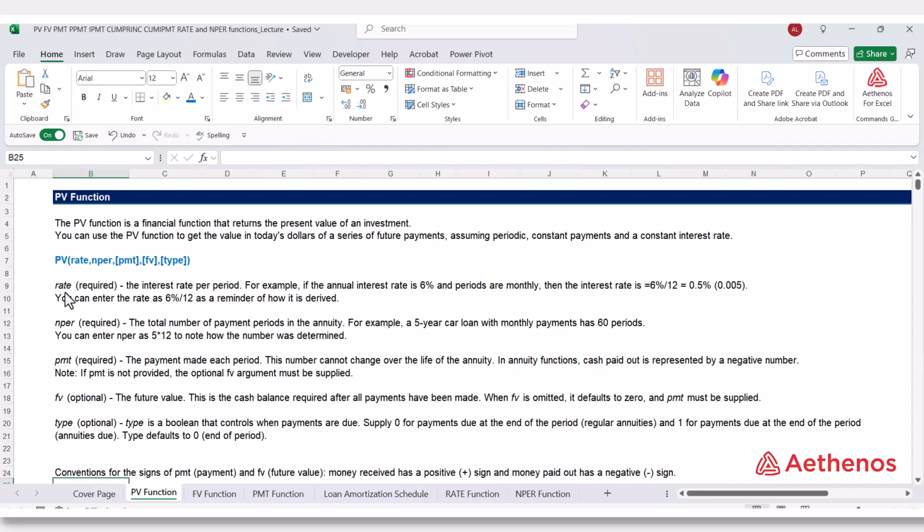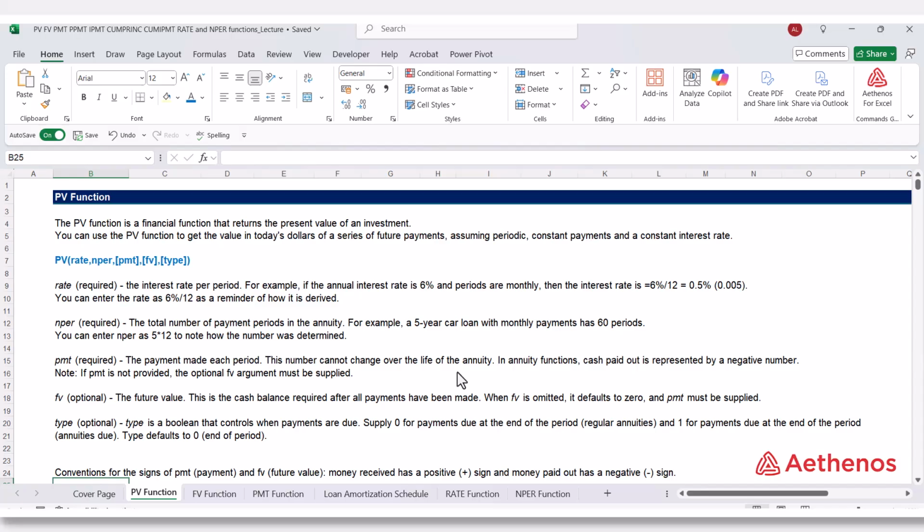The rate is the interest rate per period. If the periods are monthly, you need to divide the annual rate by 12 to get the monthly rate. The NPER is the number of payments. So if it's a 5-year loan, you have 5 times 12, which is 60 periods. PMT, the payment, is the amount you pay monthly or periodically, and it's the same amount. You can't change it during the life of the annuity.